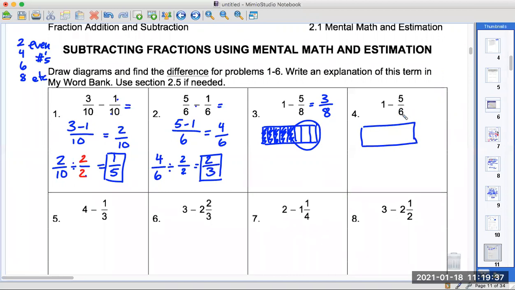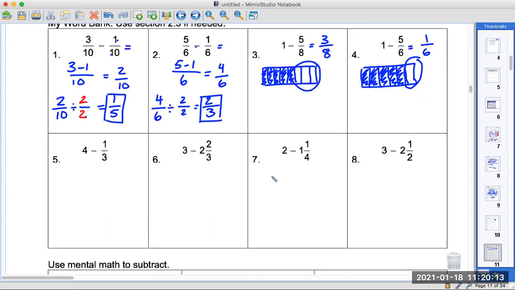Start out with any rectangle. I got to cut it in 6 equal parts. I can start with 1/2 and then these need to be in 3s, and this needs to be in 3s. 1, 2, 3, 4, 5, 6. I have 1 whole. I take away 5, 6. 1, 2, 3, 4, 5. What do I have left? 1/6. Okay. Now we're getting a little tricky.